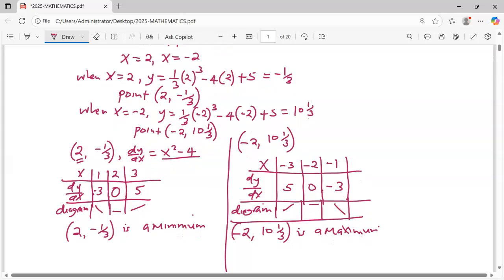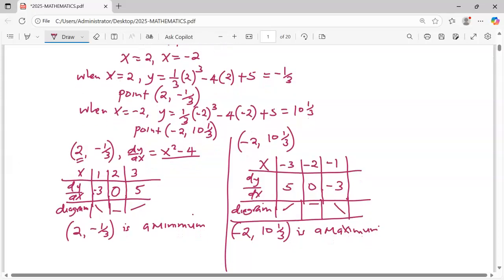That brings us to the end of this question. Remember, we have 3 types of stationary points. That is a minimum stationary point, maximum stationary point, and a point of inflection.